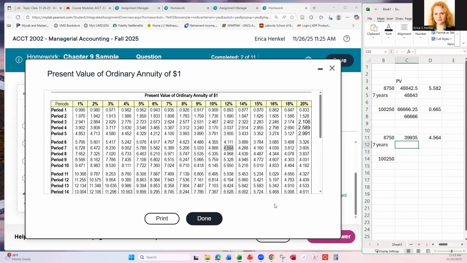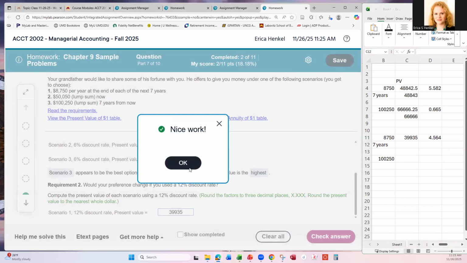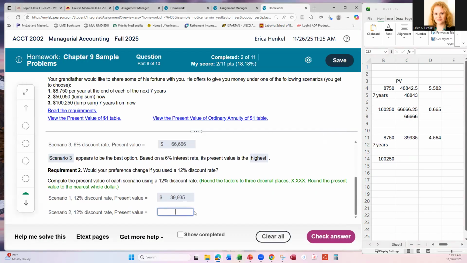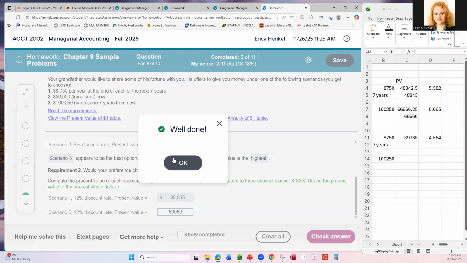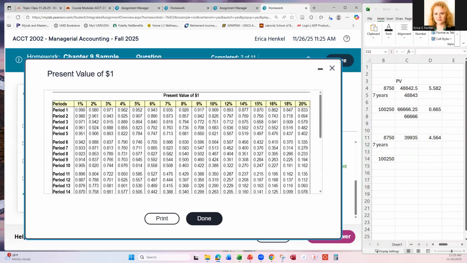So $39,935 in today's dollars. For the second one, again, it's still worth the same amount today. And then this one, discounting this one back, 12%, 7 years is 0.452.